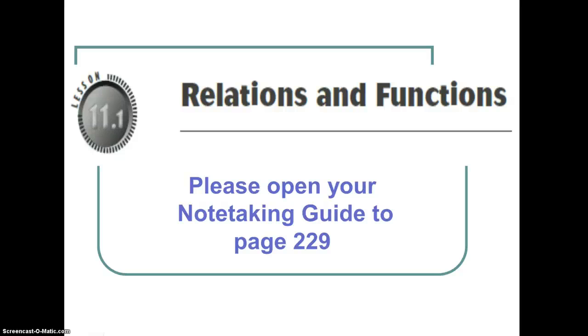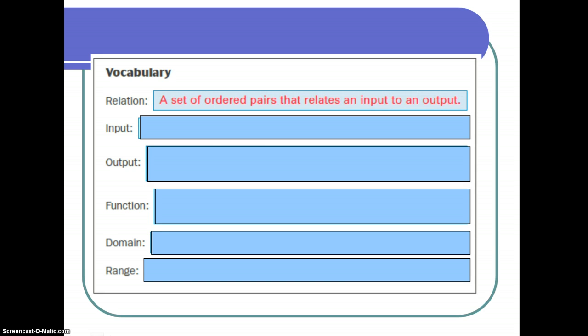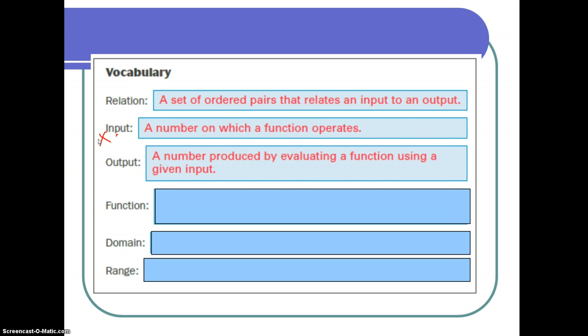Lesson 11.1, Relations and Functions. A relation is a set of ordered pairs that relates an input to an output. An input is a number on which a function operates. Now, you do need to understand that the input is the x term. The output is a number produced by evaluating a function using a given input. So it's your y term.